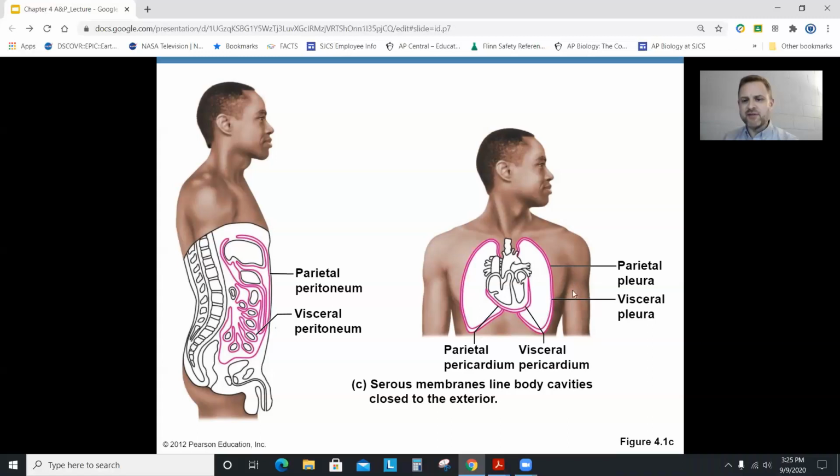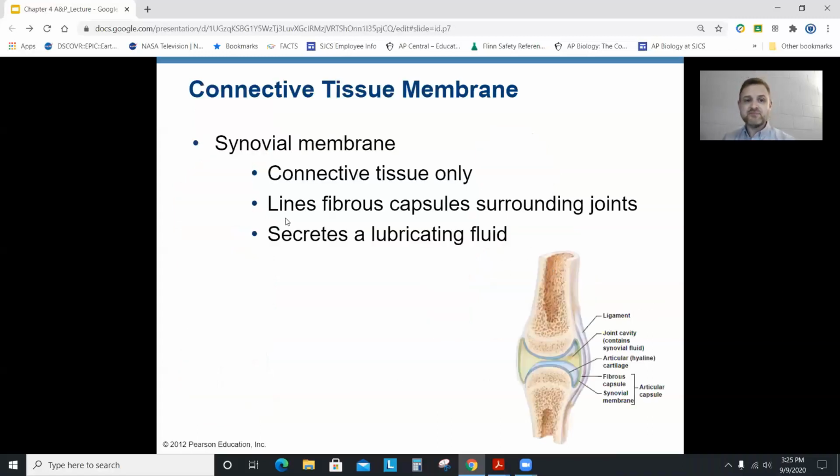This just shows an example. This is the pleura of the lungs. The visceral is the membrane that touches the lungs on the inside. The parietal is the one that's touching the inside of your thoracic or your chest cavity. Okay, so those were the three types of epithelial membranes.